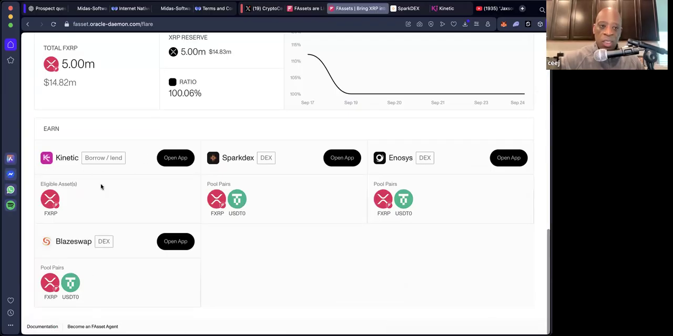You can lend only FXRP here. I don't think the borrow against it is available yet. Only lend. Lend is similar to staking, but it is not staking. You're essentially providing a certain portion of your XRP to be borrowed against. So you're lending your FXRP so other people can do things with it, like in liquidity pools, for example.